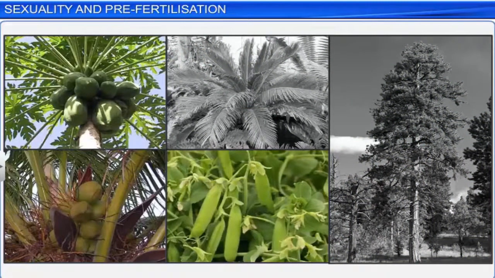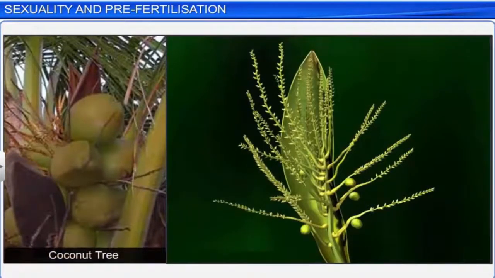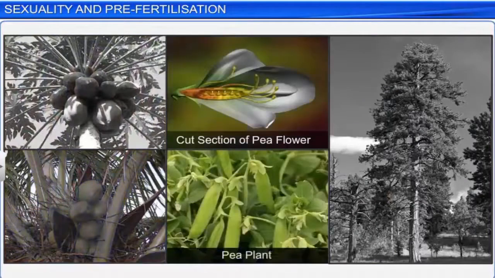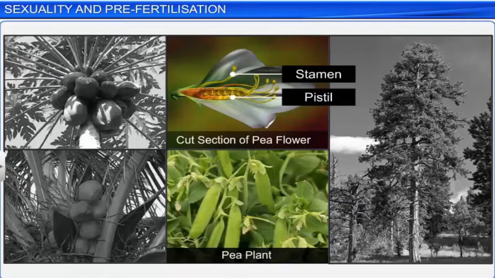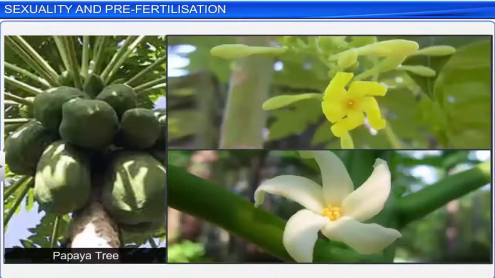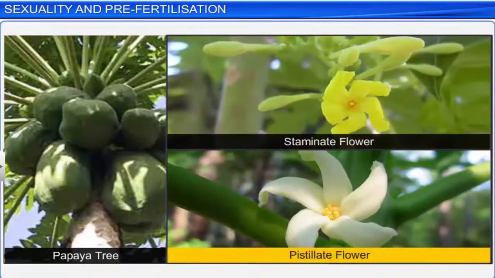For instance, the coconut tree is considered a monoecious plant, where a single tree bears the staminate, the stamen-bearing unisexual male flower, and the pistillate, the female flower bearing the pistils. Even the pea plant is a monoecious plant, as both the stamen and pistil are present on the same flower. Papaya, on the contrary, is a dioecious plant that bears staminate and pistillate flowers on different trees.